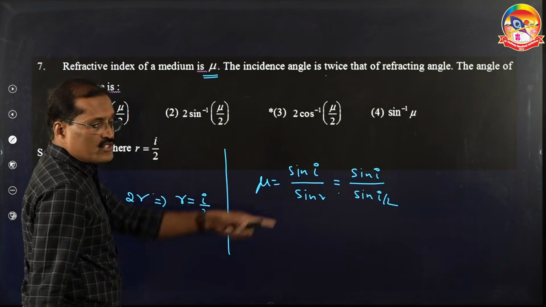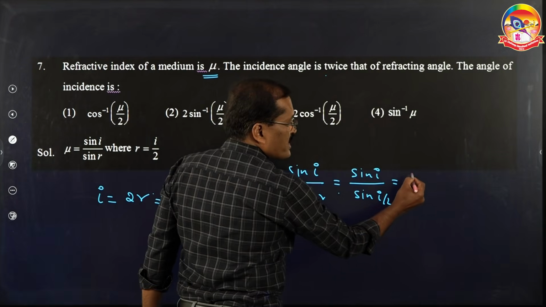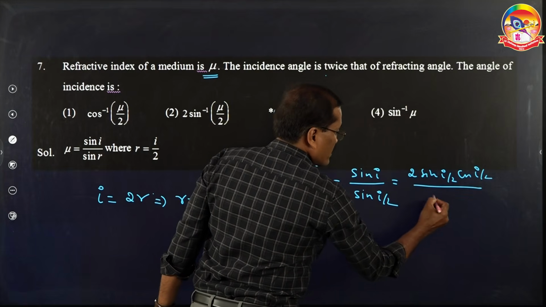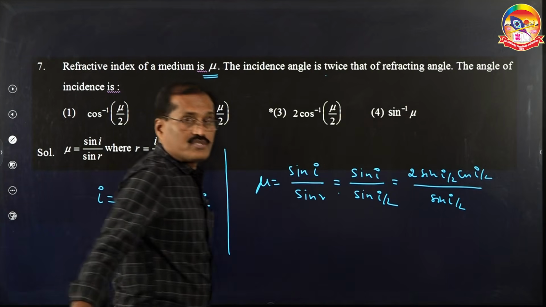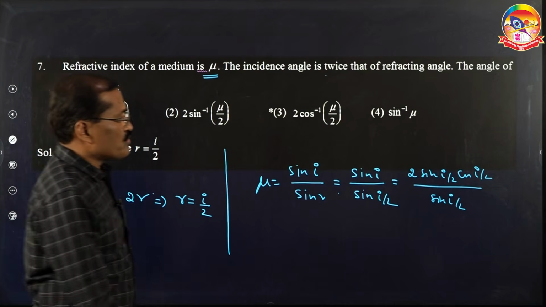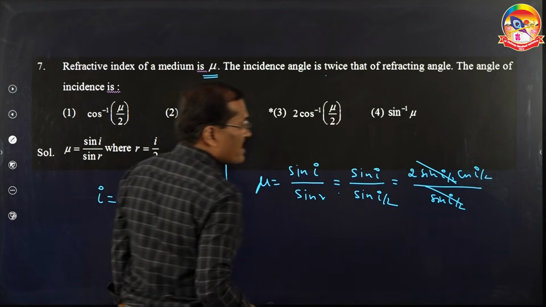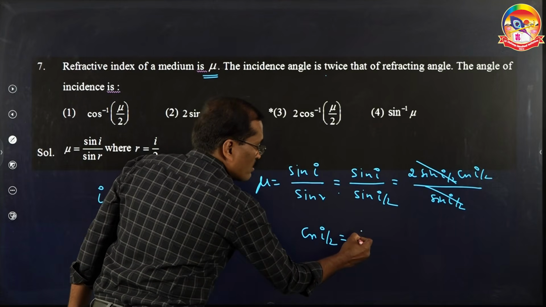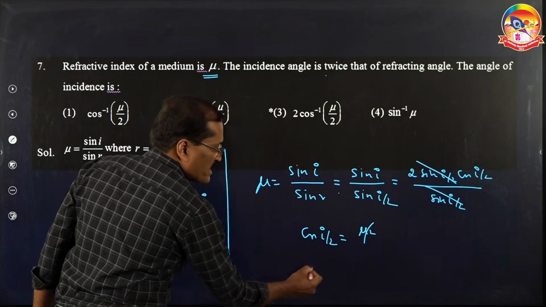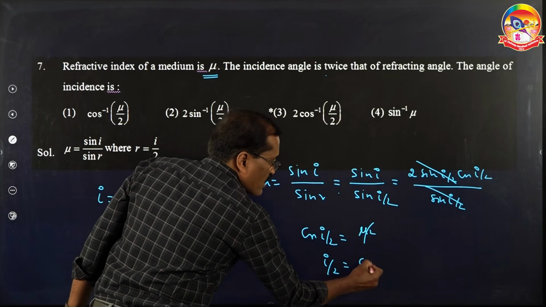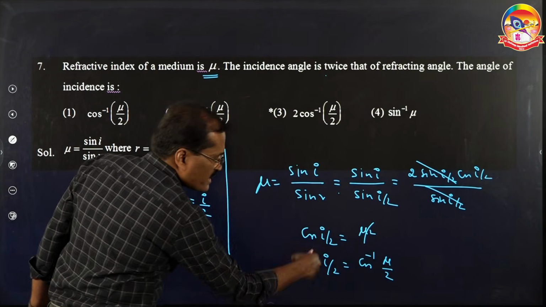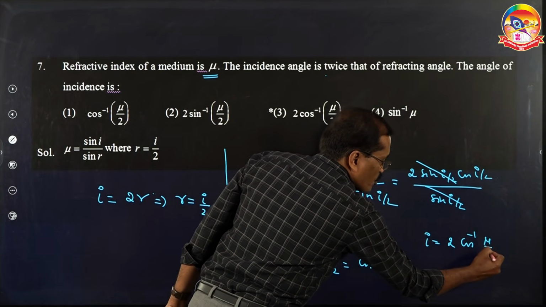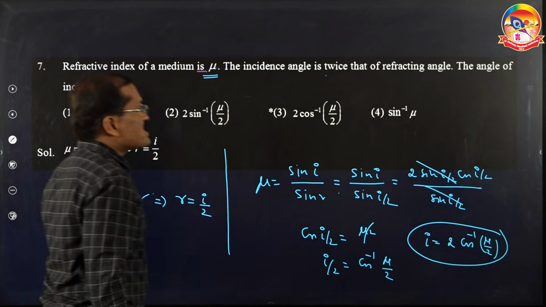Since the I needs to be cancelled here, we can also write 2 sin I by 2 cos I by 2. From the trigonometric relation, you know sin theta is equal to 2 sin theta by 2 cos theta by 2. From that we can find out, these two can be eliminated, and cos I by 2 is equal to mu by 2. Therefore I by 2 is equal to cos inverse mu by 2, and this 2 goes to that side. I is equal to 2 cos inverse mu by 2, right, children. So this is one.